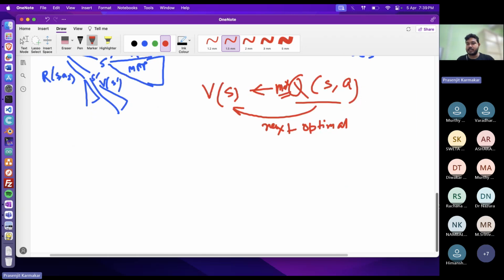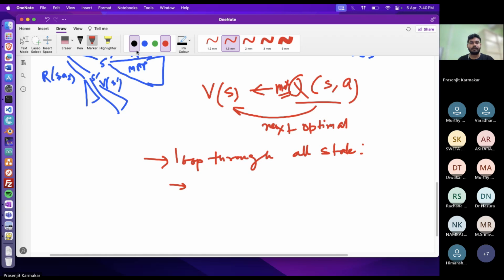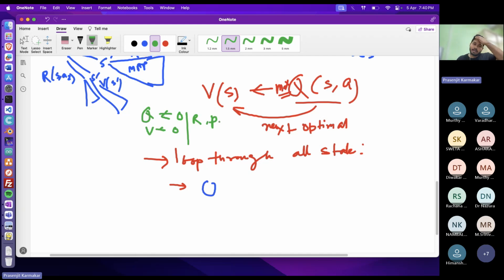So the algorithm has 3 steps: loop through all states. That's one thing. This is the improvement part. Loop through all states. What you will do within it is update this equation, and you have initialized, let's say, all the value functions. The initializations are done here. Q is initialized with 0, value is initialized with 0. You have the R matrix, the P matrix, the possible states, and gamma, right? These things you already have.